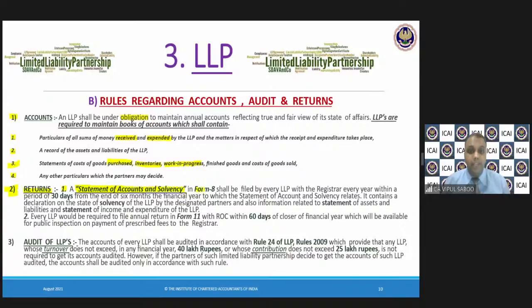In Form 8, you have to learn Form 8. So statement of accounts and solvency is in Form 8. It shall be filed by every LLP. No limits. Every LLP, whether it is doing business or not doing business, whatever you are doing. No, Ayush, it is required for everything.